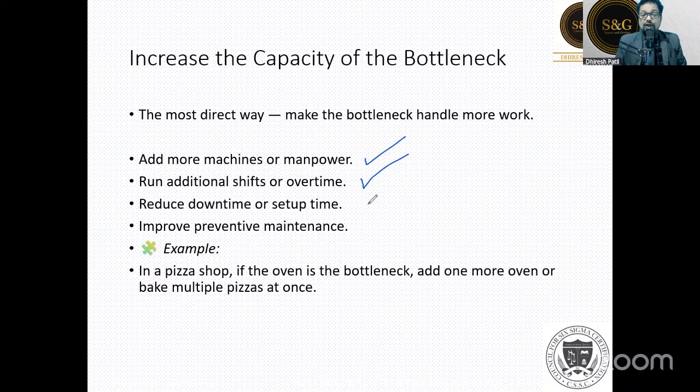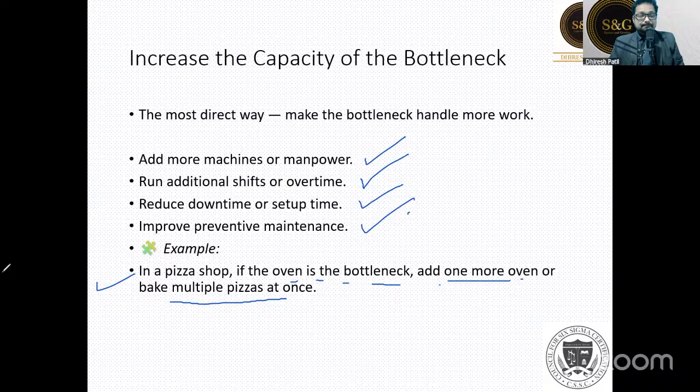Then you need to reduce the downtime and the setup time of the bottleneck process. Improve your preventive maintenance. So the example in the pizza shop is, if the oven is the bottleneck, put in an additional oven or bake multiple pizzas at once. That's what we have already discussed, right? So this is one way of looking at it.